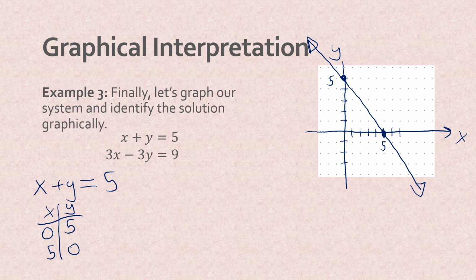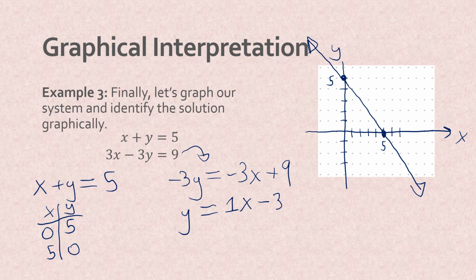For the second line, I could actually do the same thing because notice all the coefficients are divisible by 3. But instead, I'm going to put that in y equals mx plus b form. So I'll move the 3x over to the other side, left with minus 3y equals negative 3x plus 9. And then I'll divide everybody by negative 3. When I do that, negative 3 divided by negative 3 is 1x. And 9 divided by negative 3 is minus 3.